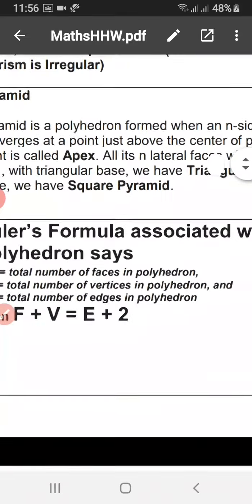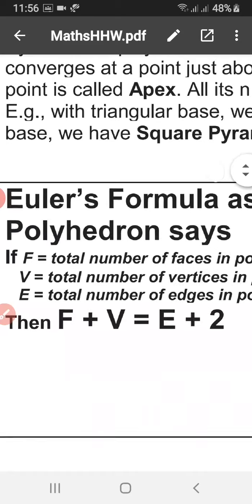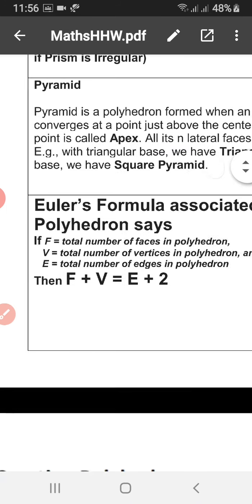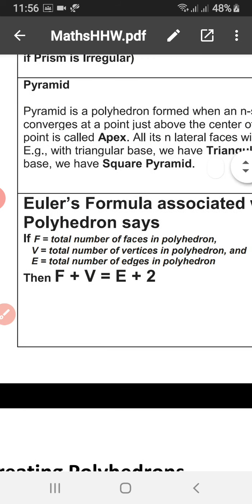Euler's formula associated with the polyhedrons. Children explored the relationship between faces, vertices and edges and verified the formula F plus V is equal to E plus 2.